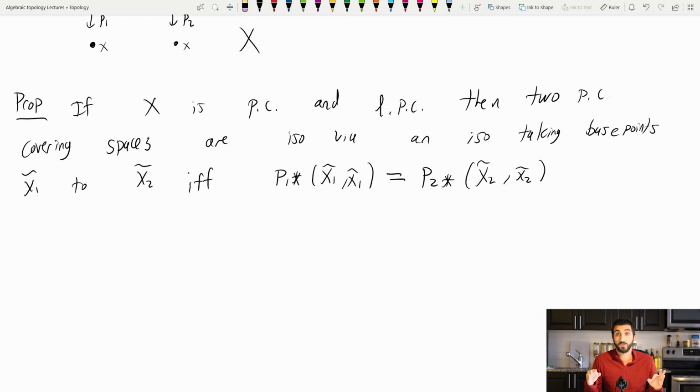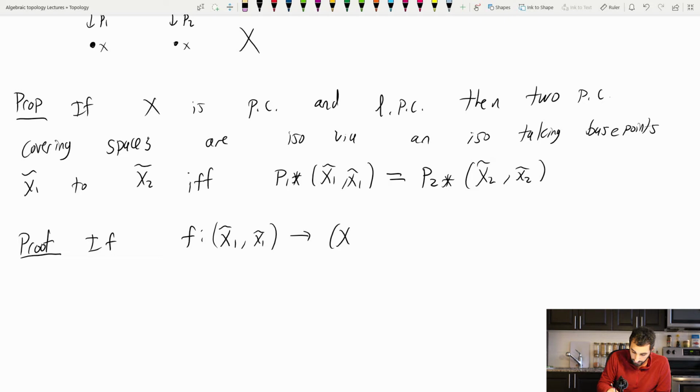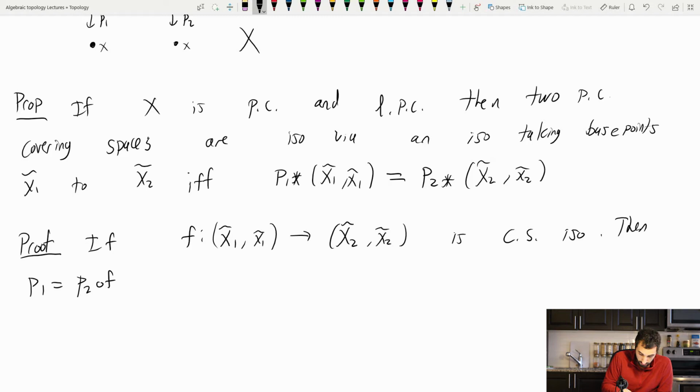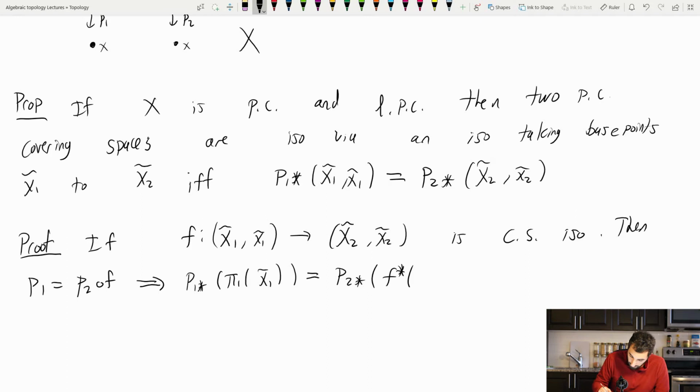So let's prove this. One direction is easy. Suppose f from x1 twiddle with base point little x1 twiddle to x2 twiddle down to little x2 twiddle is a covering space isomorphism. So by definition, this means that p1 is equal to p2 composed with f, and f is a homeomorphism. So let's just see what happens on the induced maps on the fundamental group. So that means p1 star of pi1 of x1 twiddle is equal to p2 star of f star of pi1 of x1 twiddle.